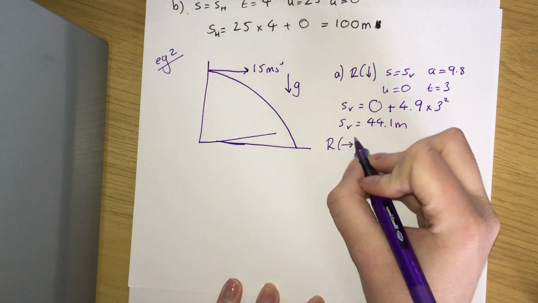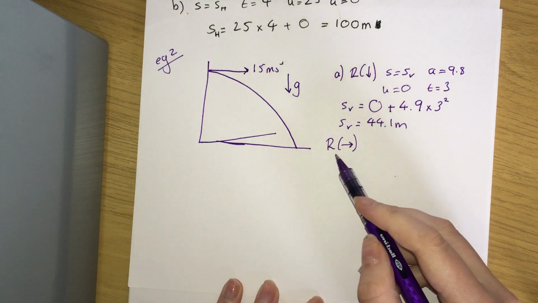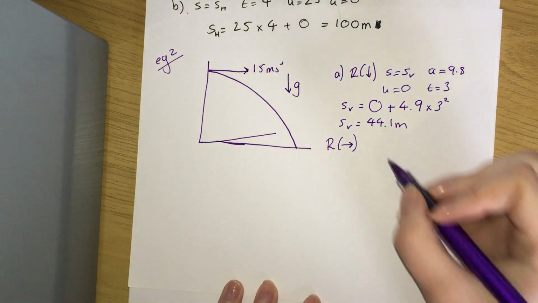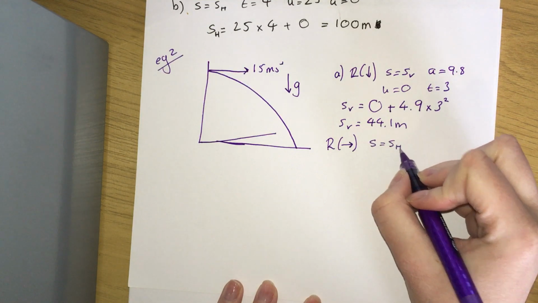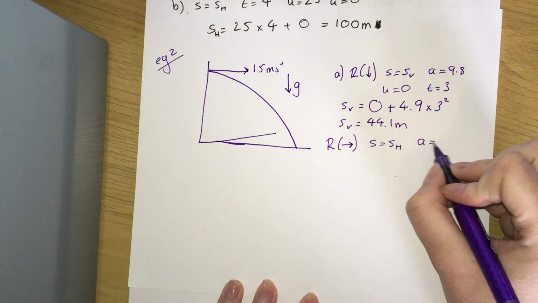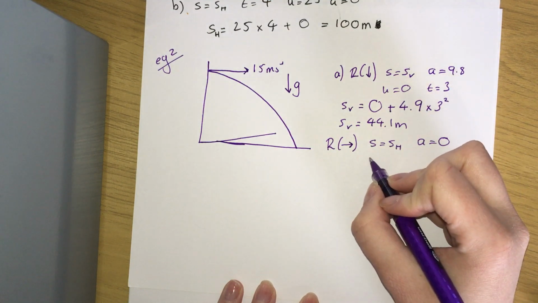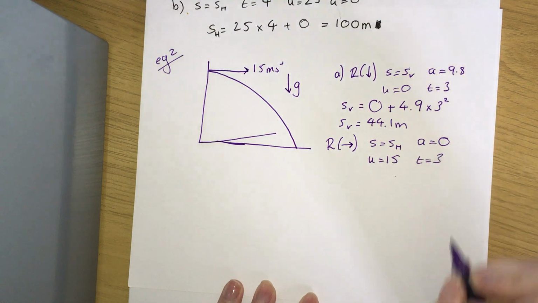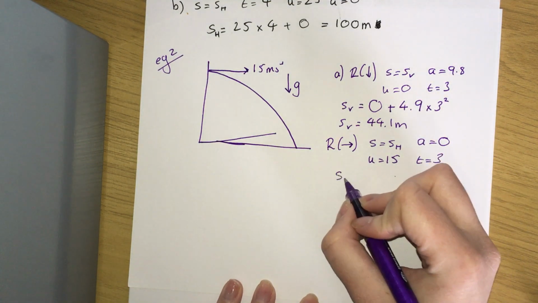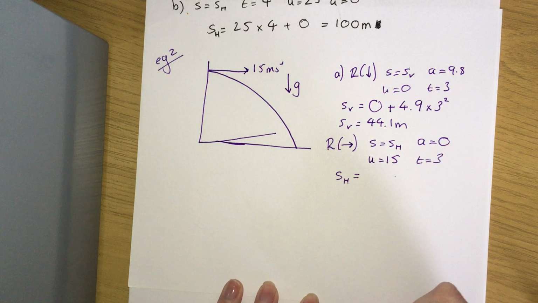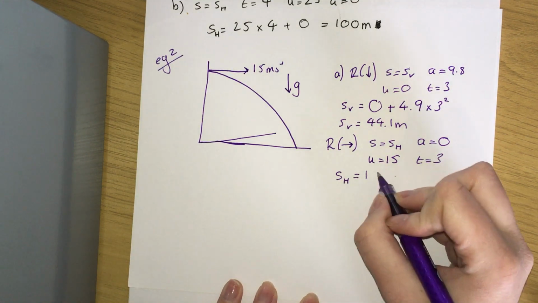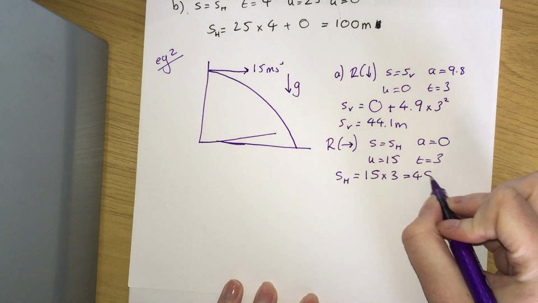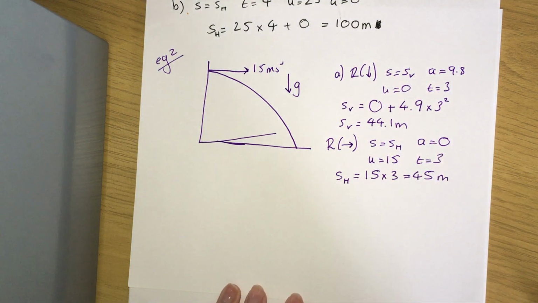I now need to resolve horizontally. That way is obviously positive because that's the way I've drawn it to be moving. So S is my horizontal displacement. There is no horizontal acceleration. My initial velocity was 15 and time is 3. So horizontal displacement is speed times by time, which is 45 metres. Perfect.